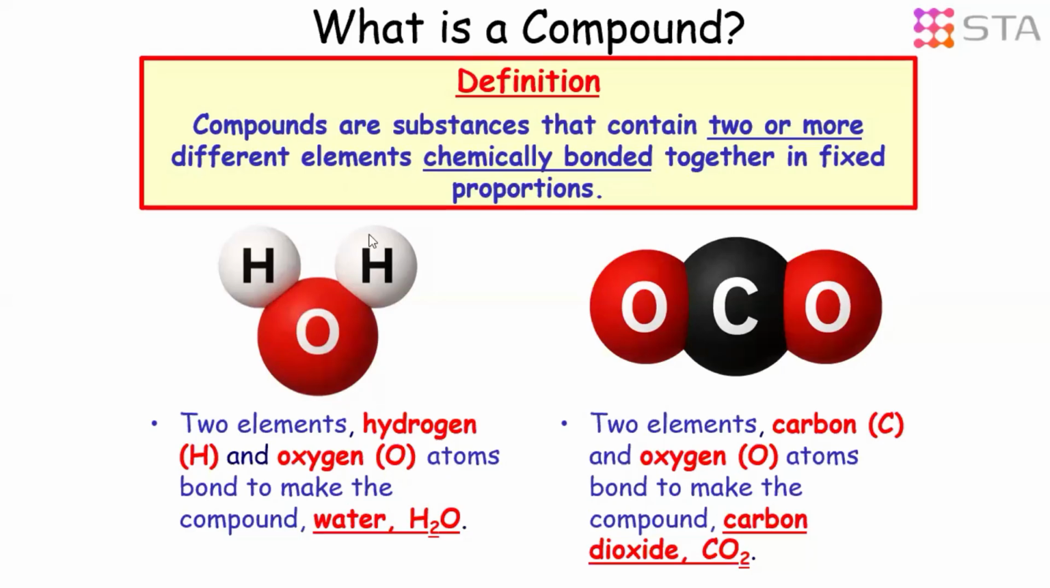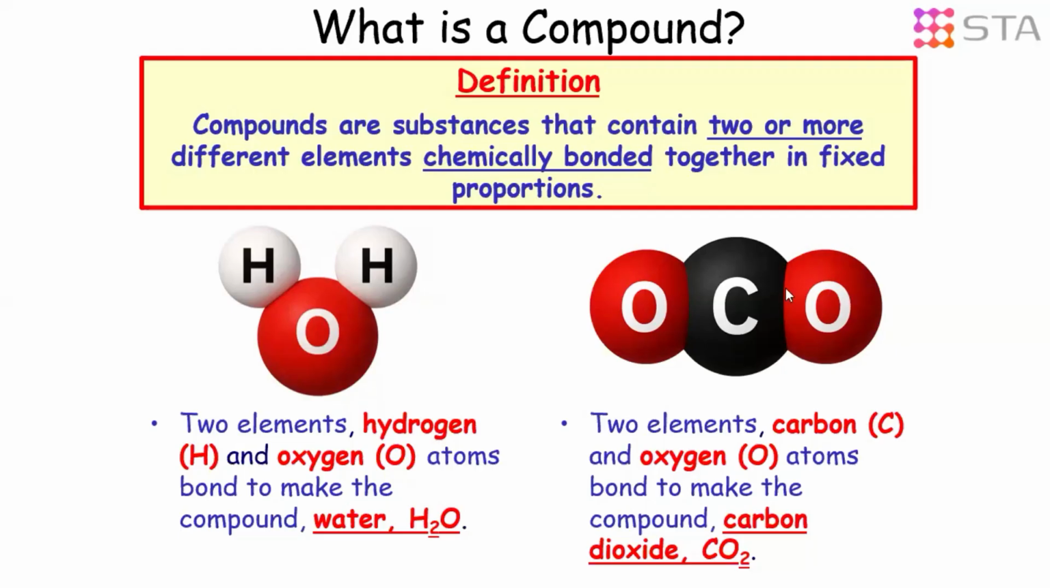So let's have a look at water now. We can see that water, this molecule, has two different types of atoms bonded together. We've got hydrogen atoms bonded to an oxygen atom. Whenever we have this, we now do not have an element, we have a compound because it's made up of different types of atom. This is still a molecule because we know what a molecule is. Any particle that has two or more atoms bonded together will form a molecule.